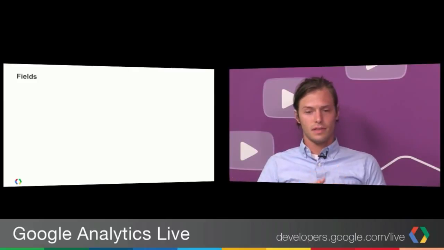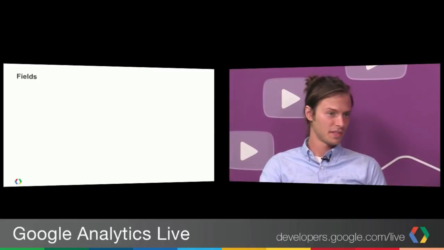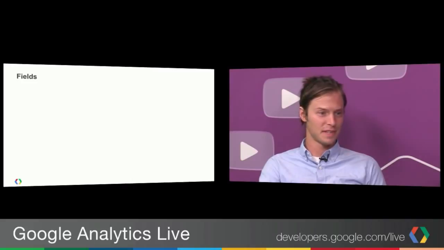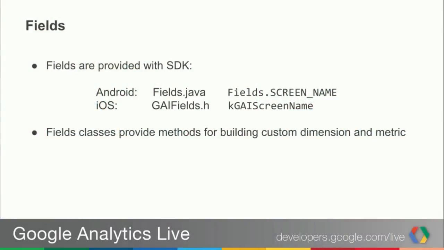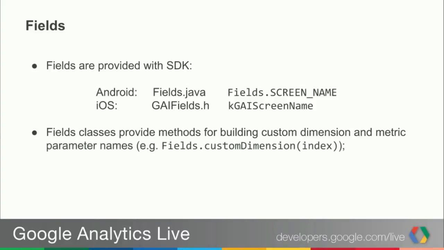And then lastly, throughout, as you call these different methods, you're going to be providing fields pretty much with every call. So I thought it deserved just a slide to talk about how you access these fields. We provided some classes that define constants for all the fields that you would commonly use in the application tracking world. They're in the Fields.java class. There are some examples there on the slide. In iOS, it's a GAIFields header file.